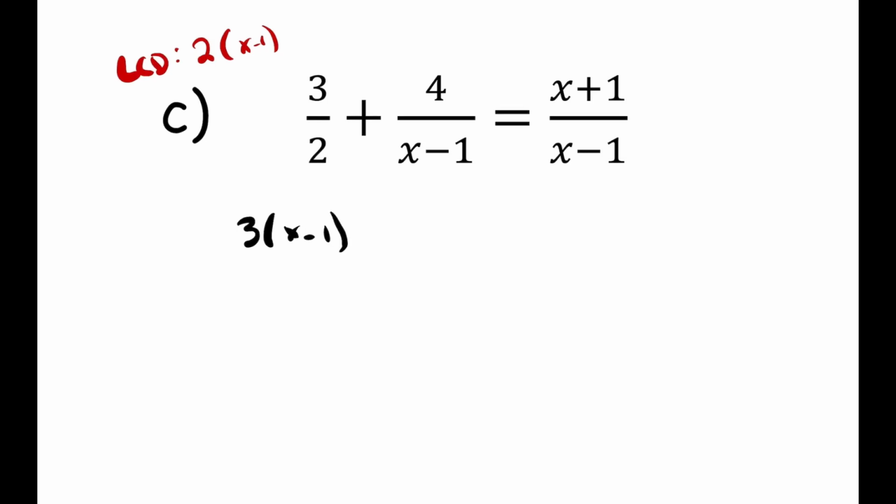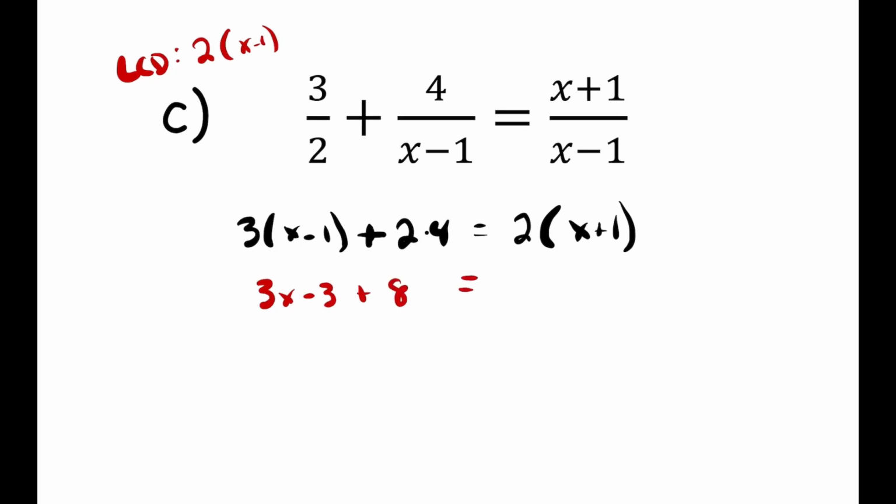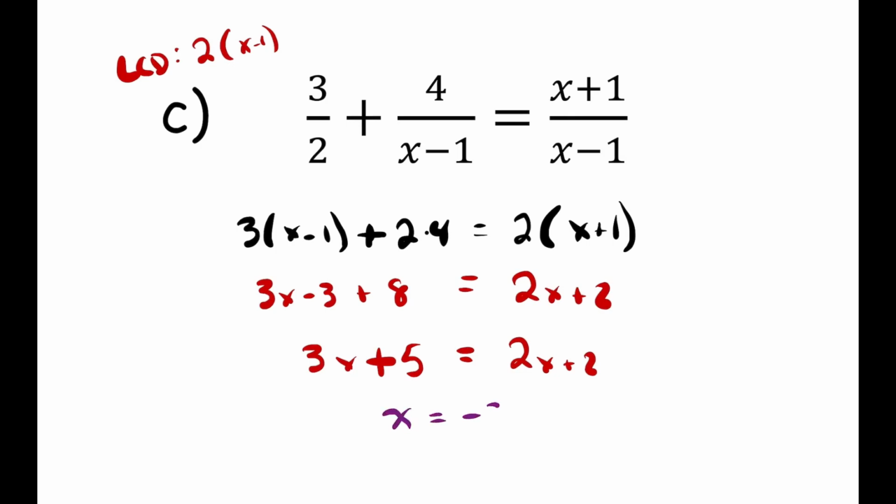x minus 1, there we go, plus 2 times 4, and that's going to equal 2 times x plus 1. Everything else canceled out for us, and now we can just go ahead and simplify our expression. So we're going to get 3x minus 3 plus 8, and that's going to equal 2x plus 2. Combine like terms, we get 3x plus 5 equals 2x plus 2. Isolate the variable, solve, we get x equals negative 3.